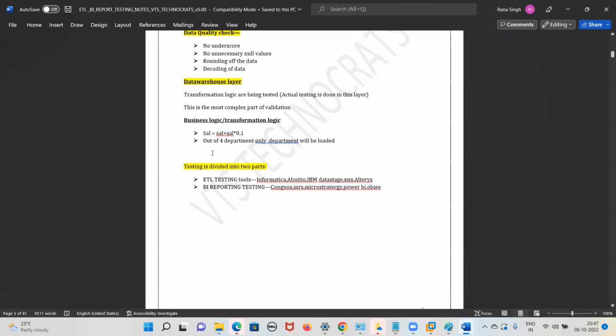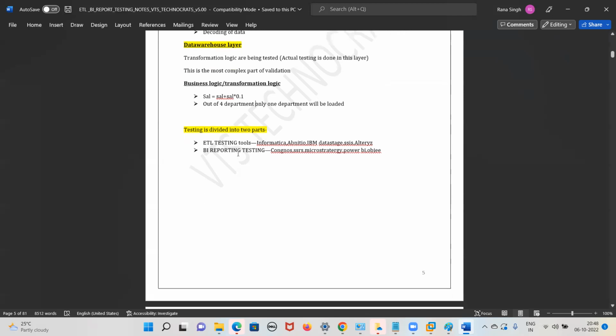So another transformation: suppose out of 4 departments, only 1 department should be loaded. This is again a transformation, where we are removing 3 departments and only loading 1 department. These kinds of critical, complex transformation logic we will validate. That is the most complex part of ETL testing. What we will learn: aggregate transformation, filter transformation, sorter transformation, router transformation, joiner transformation, lookup transformation. This is the actual ETL testing.